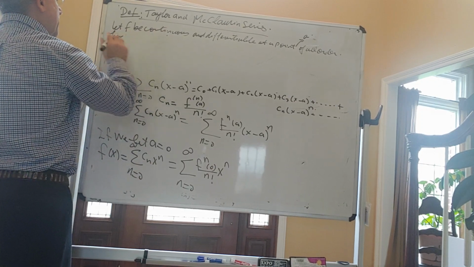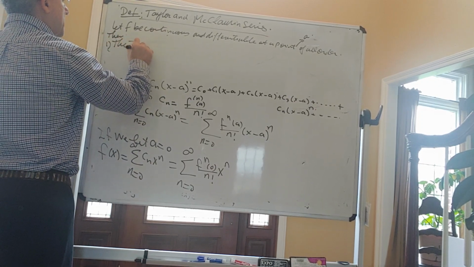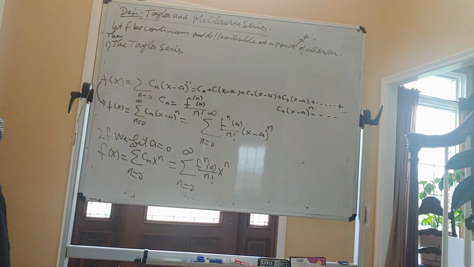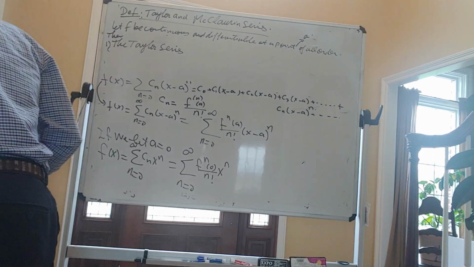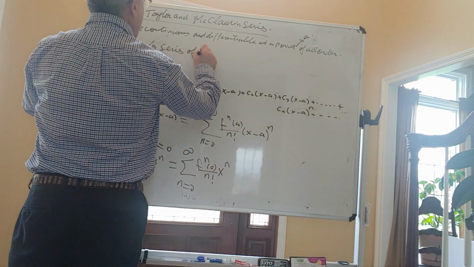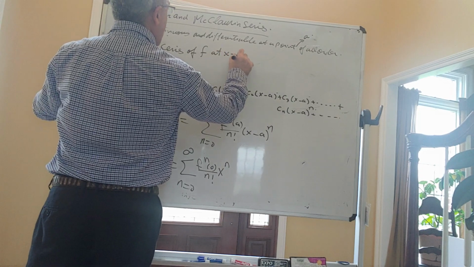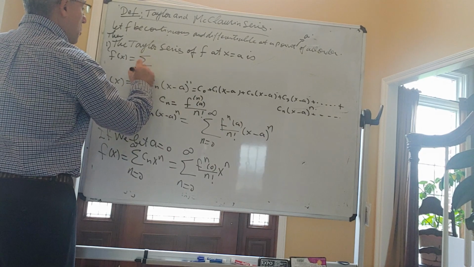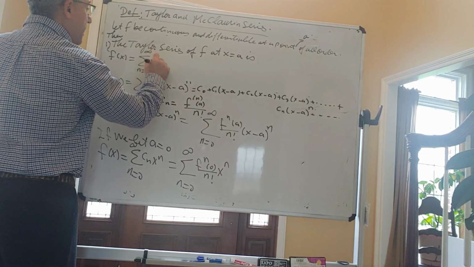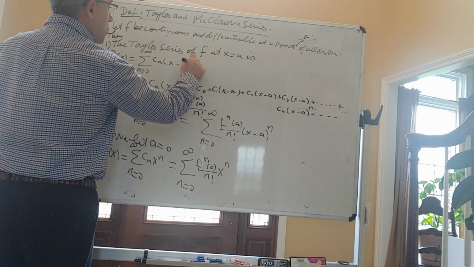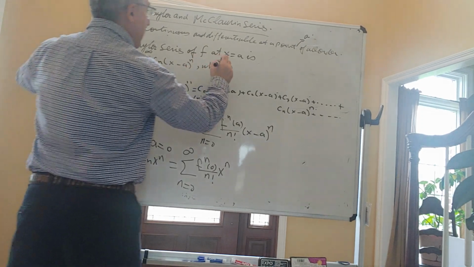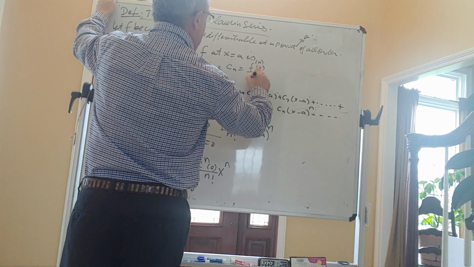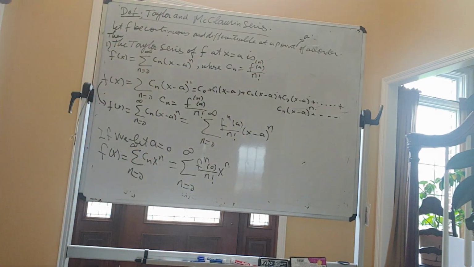the Taylor series of f at x equal a is f of x equal to the sum from n equals 0 to infinity of Cn (x minus a) to the power n, where Cn is Fn of a over n factorial. Okay?